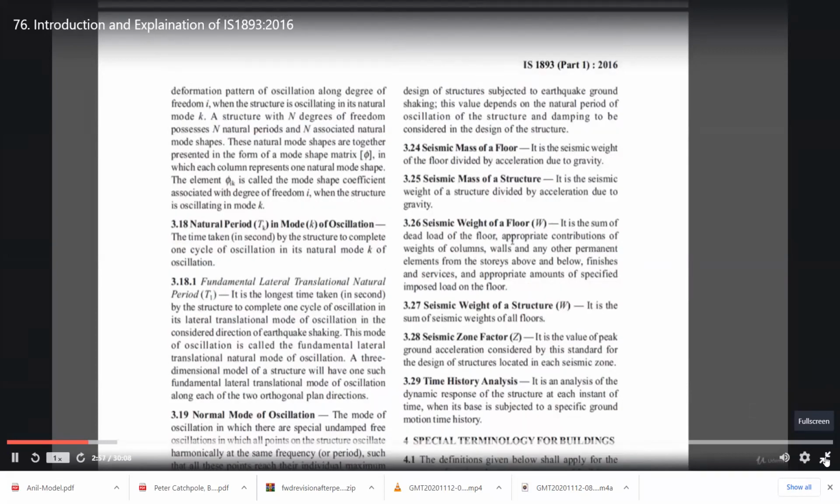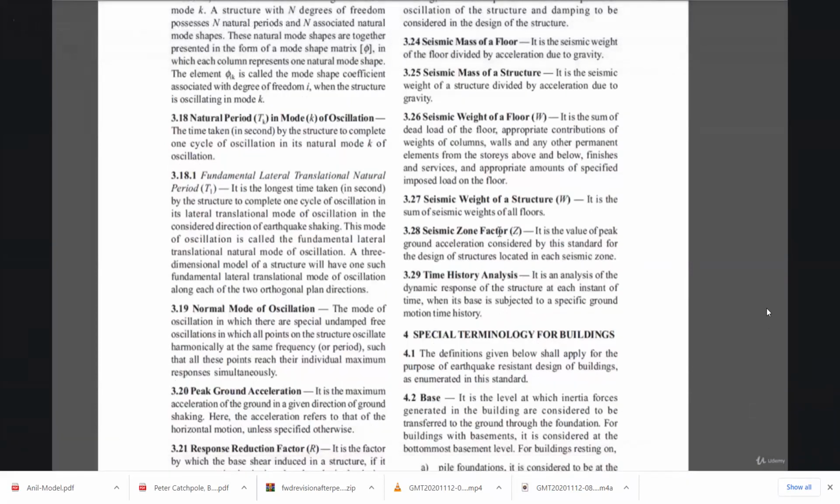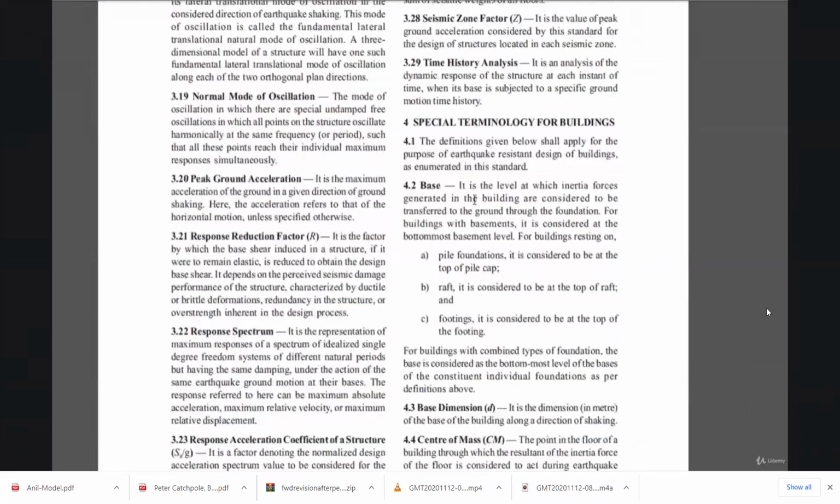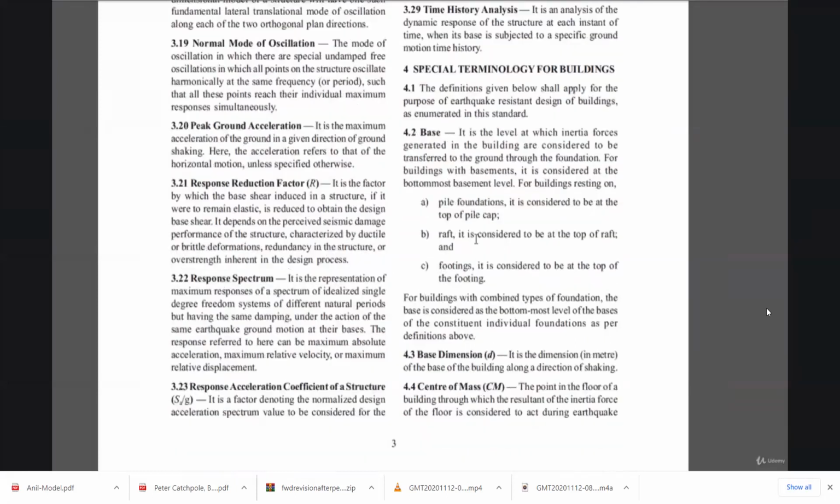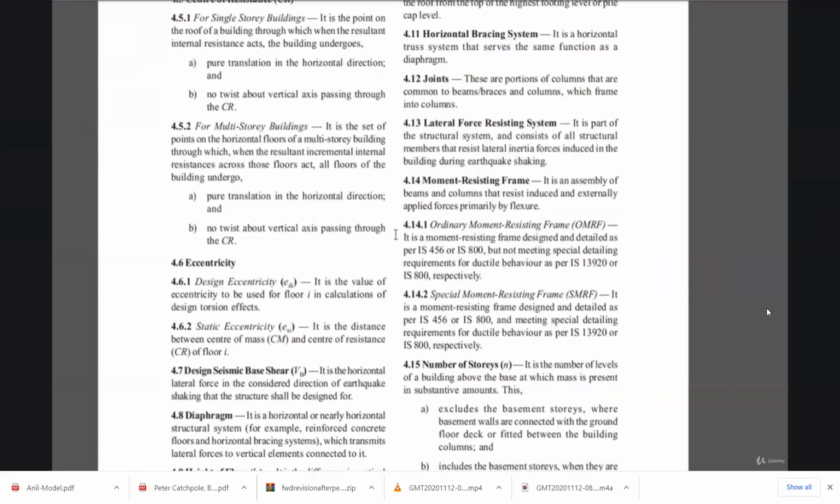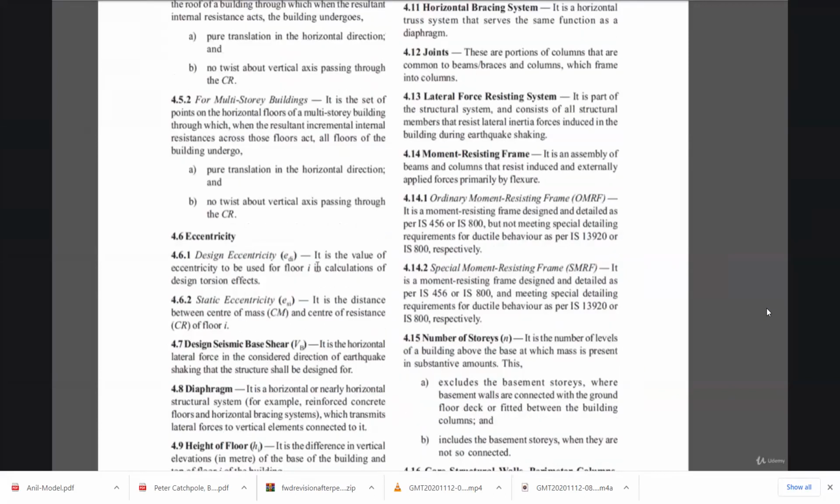seismic mass, seismic weight, seismic zone factor. Basically, a country is divided into various zone factors. There are zone 2, zone 3, zone 4 and zone 5. A simple definition of time history analysis. Base: what is meant by the base as per the Indian standard? It is the level at which inertia forces are considered to transfer to the ground through the foundations. The center of mass, center of resistance, eccentricity. Eccentricity is the value to be used for floor i in calculation of design torsion effects.